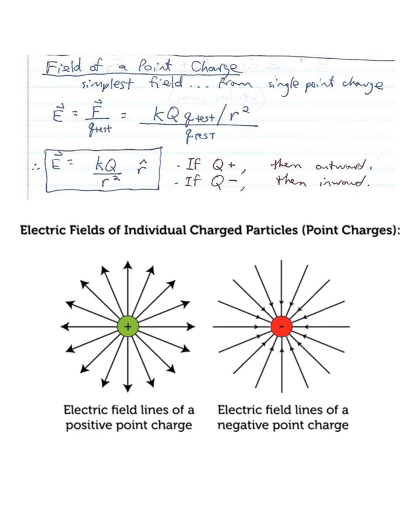I want to now talk about the field from a simple point charge. This is the simplest kind of electric field from a single point charge. We have the electric field is the force on what we'll call a test charge divided by that test charge. And we know what the force would be. So imagine the point particle that's causing the field. I'll give it a charge of capital Q.